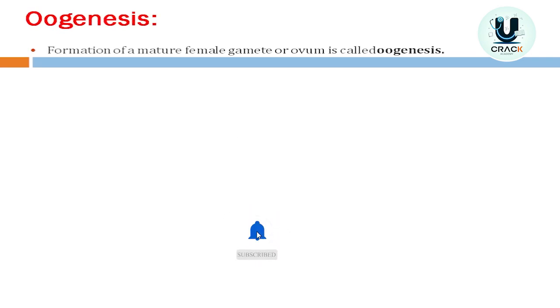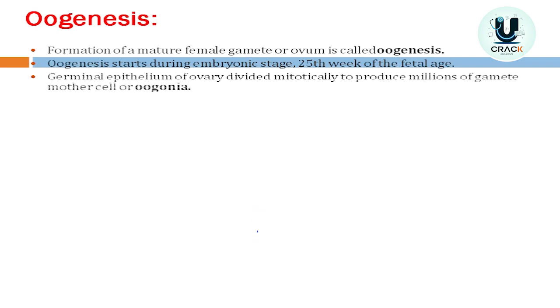Oogenesis. Formation of the mature female gametes or ovum is called oogenesis. Oogenesis starts during the embryonic stage, the 25th week of fetal age. Germinal epithelium of the ovary divides by mitosis to produce millions of gametes, mother cells called oogonia. No new oogonia are formed after birth.